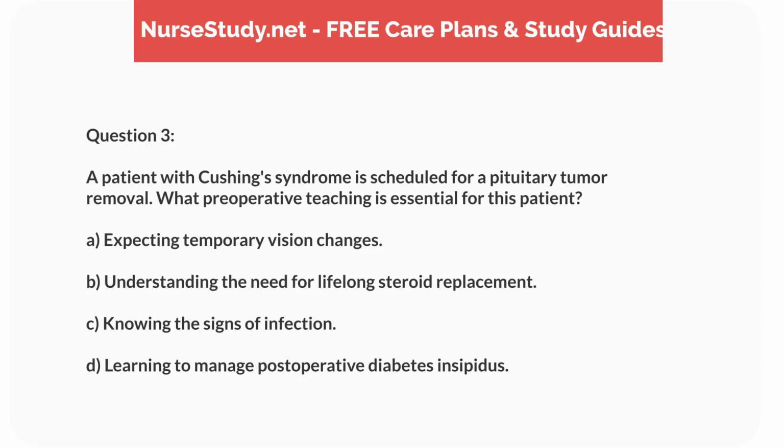Question 3. A patient with Cushing syndrome is scheduled for a pituitary tumor removal. What preoperative teaching is essential for this patient? A. Expecting temporary vision changes. B. Understanding the need for lifelong steroid replacement. C. Knowing the signs of infection. D. Learning to manage postoperative diabetes insipidus.